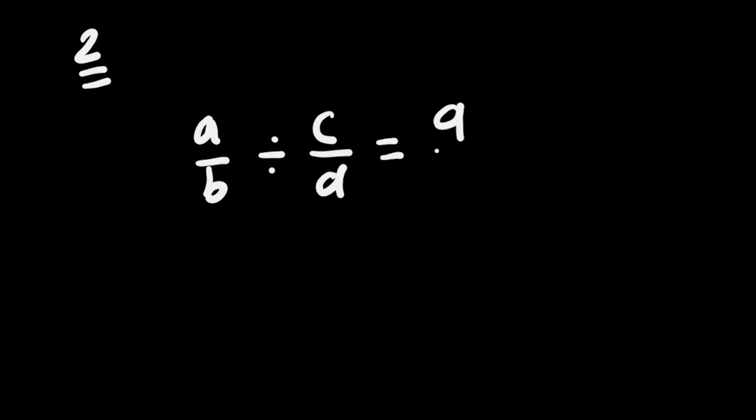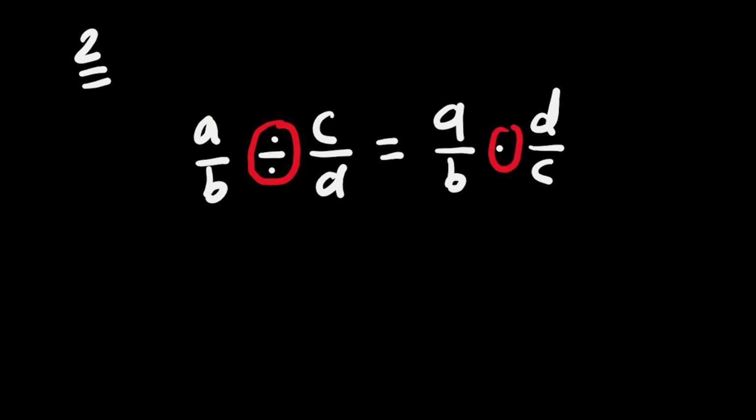The second property says a over b divided by c over d equals a over b multiplied by d over c. Just notice here that we remove the division sign and replace it with the multiplication sign, and we just flip this fraction here. Let's see an example.